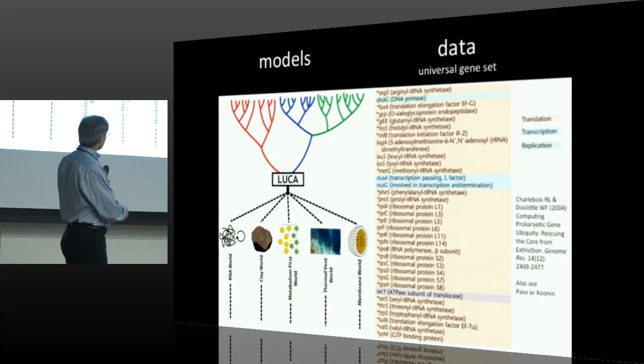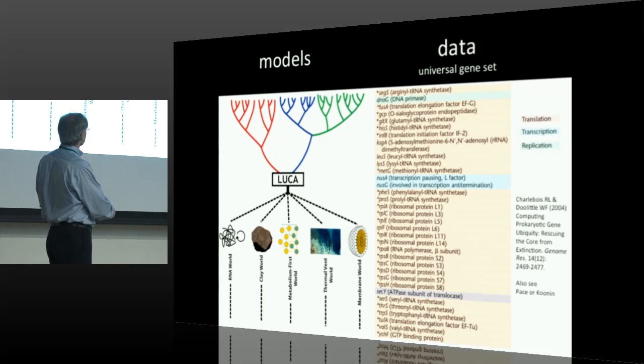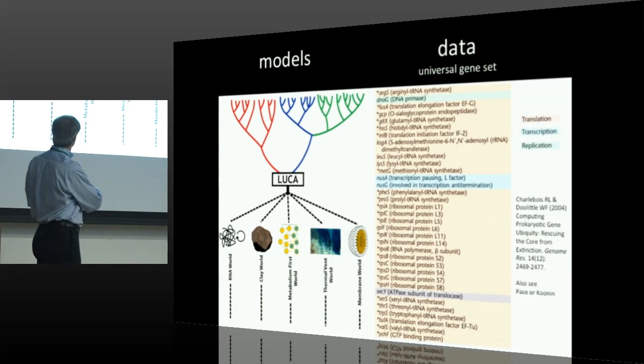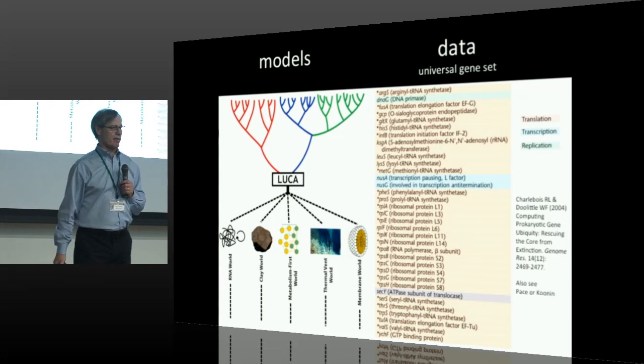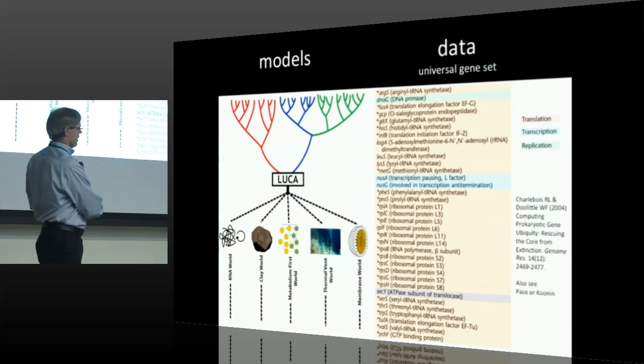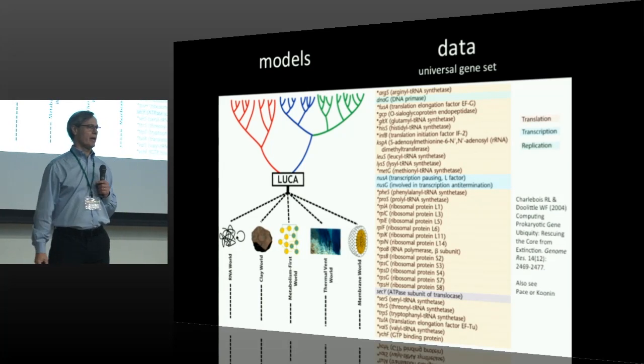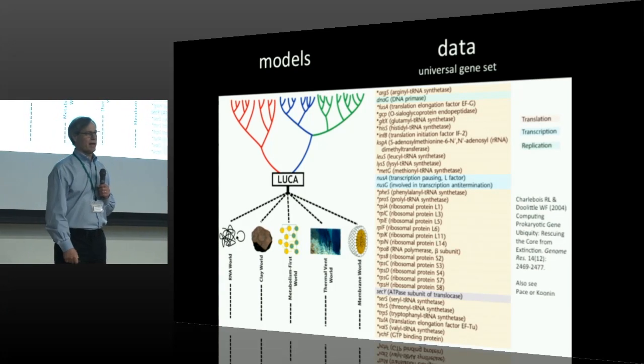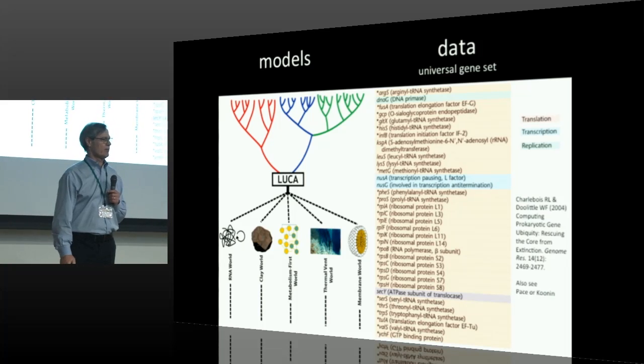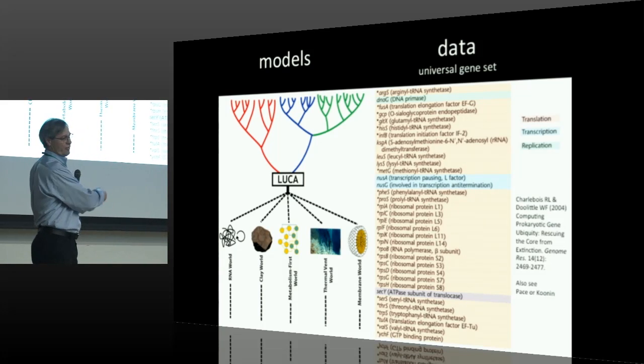So you have this problem: you have the data that tells us about LUCA, and then you have these models, and the models don't fit the data. Let's say RNA world, for example. The RNA world predicts ribozymes that can replicate themselves and do metabolism and things like this, and there's nothing like that here.